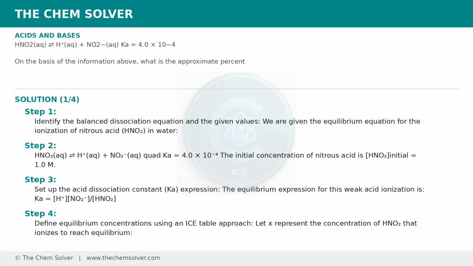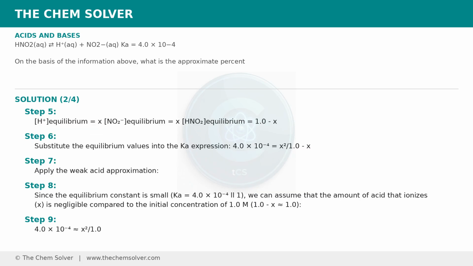Let X represent the concentration of HNO2 that ionizes to reach equilibrium. H⁺ at equilibrium equals X. NO2⁻ at equilibrium equals X. HNO2 at equilibrium equals 1.0 minus X. Substitute the equilibrium values into the Ka expression. 4.0 times 10 to the power minus 4 equals X squared over 1.0 minus X.